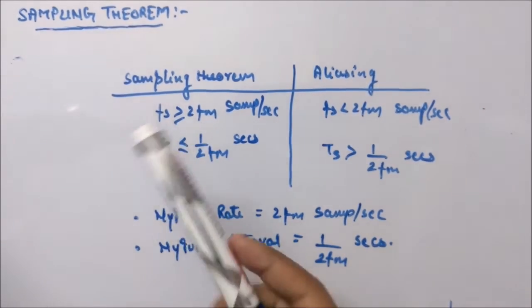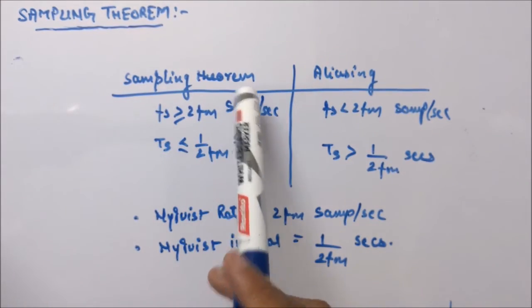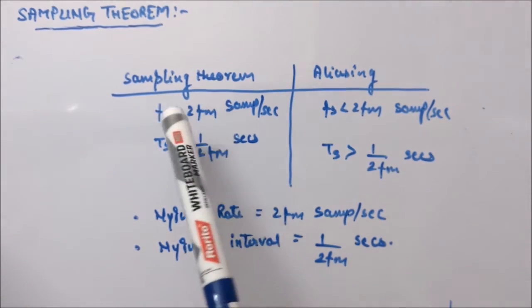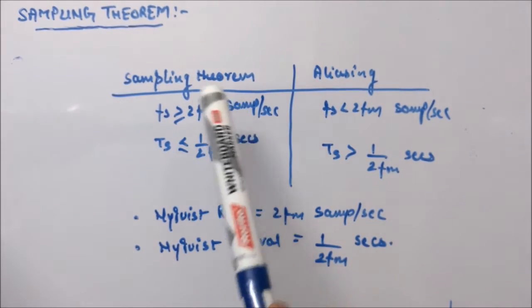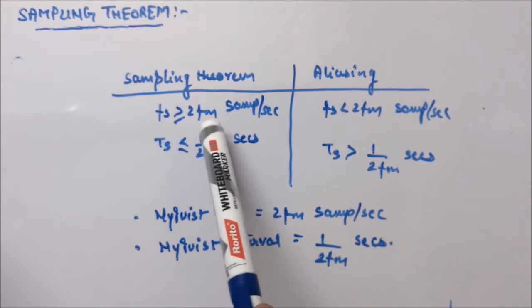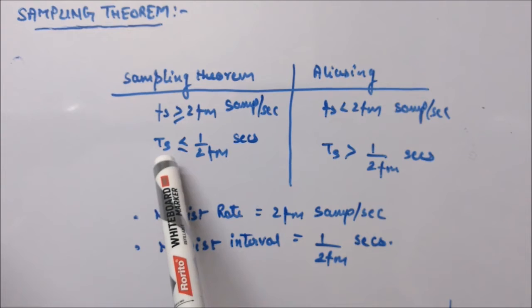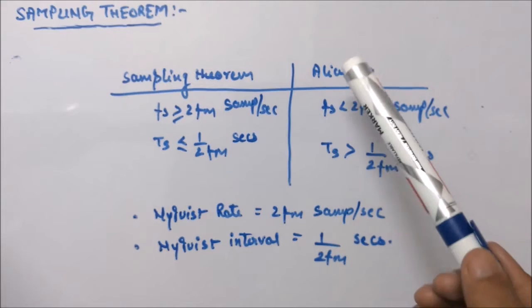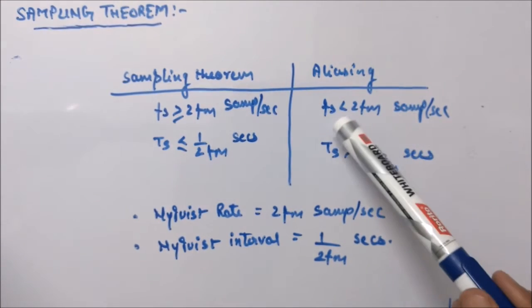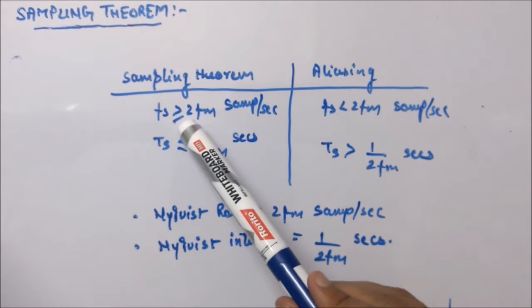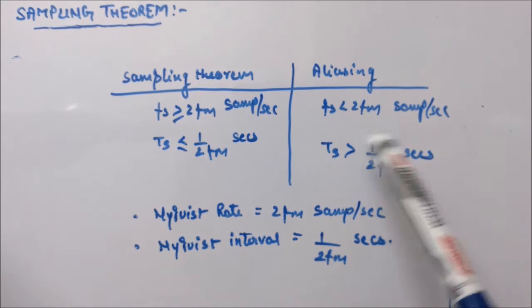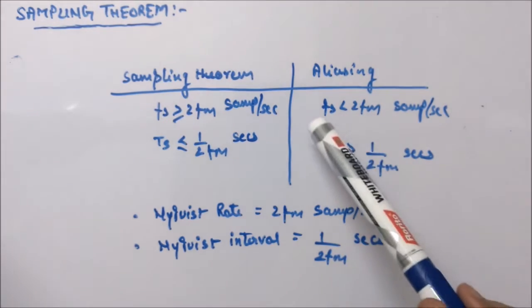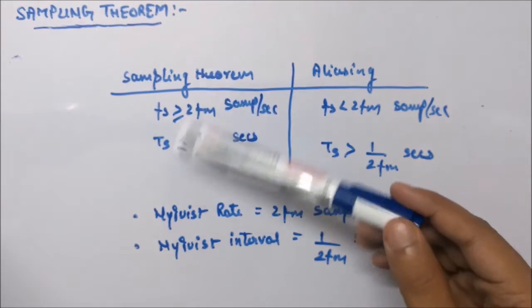Now just to summarize, I have made a table: the condition for the sampling theorem and the condition for aliasing. The condition for sampling is Fs greater than or equal to 2 fm samples per second, or it can be written as Ts less than or equal to 1 by 2 fm seconds. And the condition for aliasing is Fs less than 2 fm samples per second, or Ts greater than 1 by 2 fm seconds. So this is the condition for aliasing, and this is the condition for sampling.